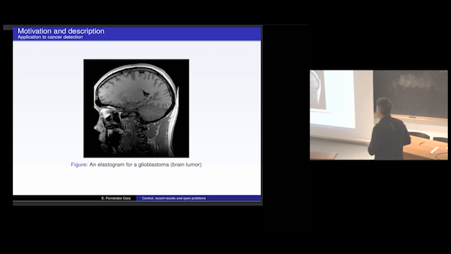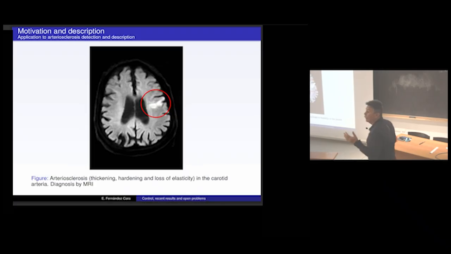So this is a glioblastoma detected by an elastogram that has been obtained by solving an inverse problem that is not exactly the same as the one I'm going to show, but is similar. Elastography also has other applications. It can also be applied to the detection of arteriosclerosis. Arteriosclerosis can be defined as the thickening or hardening and also the loss of elasticity in an artery. And in this case, we are looking at an elastogram associated to the carotid artery.